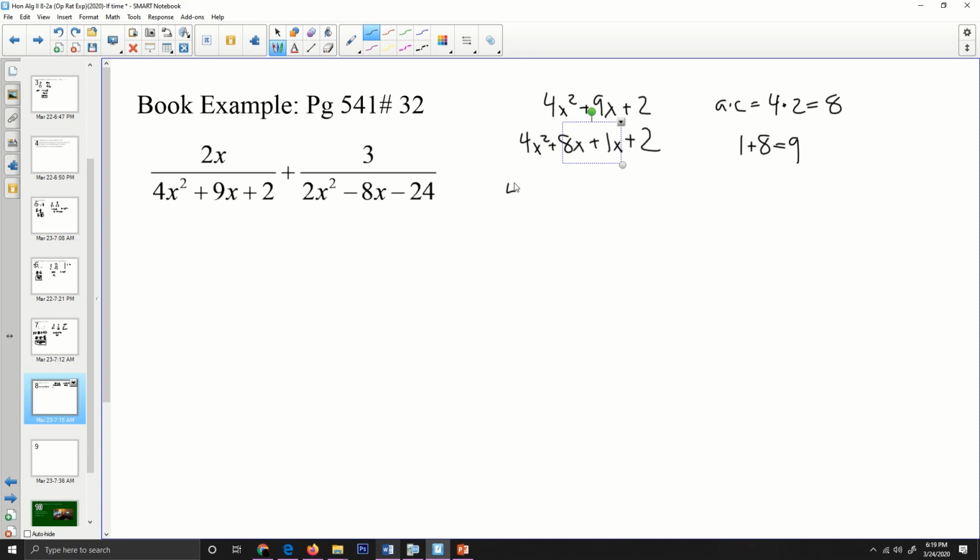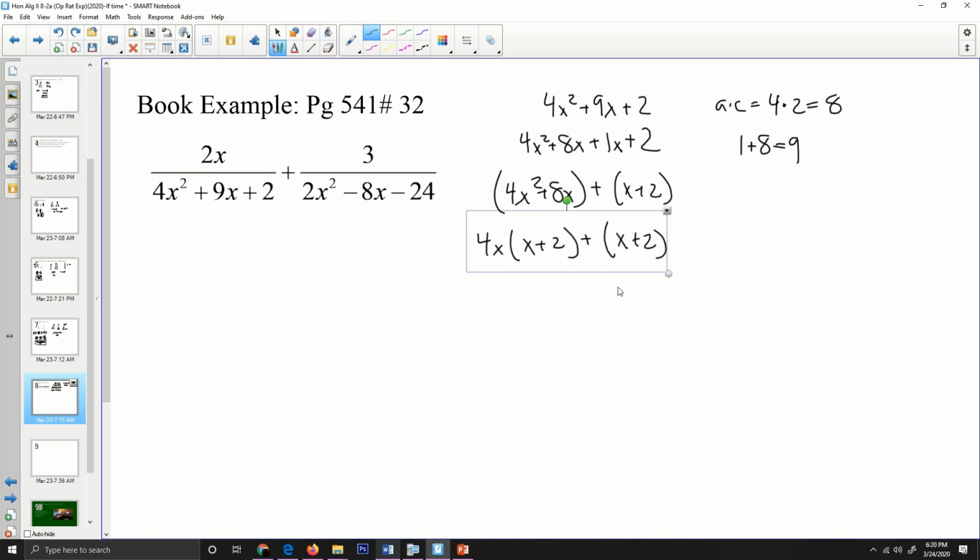So I'm going to have 4x squared plus 8x, and then it's going to be plus x plus 2. If I find the greatest common factor of 4x squared and 8x, well, 4x factors both of those. And if I factor out, I'll get x plus 2, which is good because it's the same as this x plus 2. So I'm going to factor out an x plus 2 from both this term and the second term. When I divide 4x times x plus 2 by x plus 2, I'm left with 4x. And when I divide x plus 2 by x plus 2, I get 1.